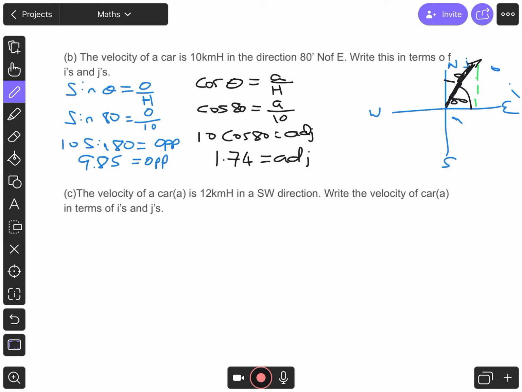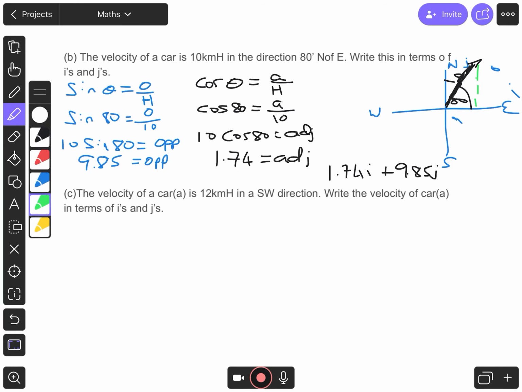Because my adjacent goes along the i, I'm going to have that as 1.74i, and my opposite is going upwards, and that is going to be plus 9.85j, and that is that vector resolved. So that part there is my resolved vector. And what we can do then is, if we were given another one of these, we can resolve it as well. We can subtract them then to find our velocity of, we'll say, A relative to B, or whatever they are. Let's take a look then at the next type.